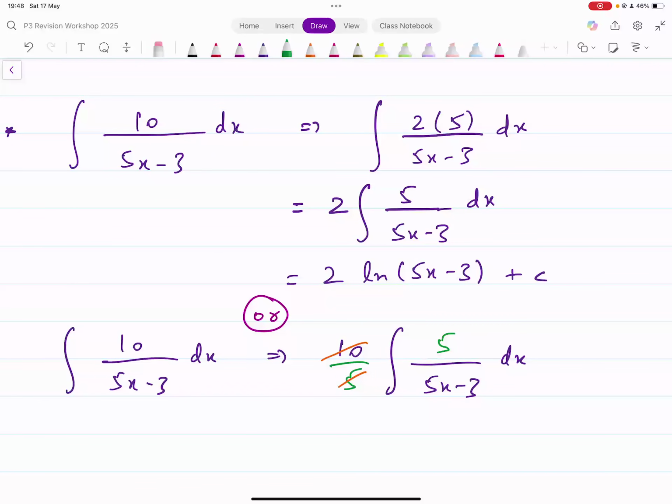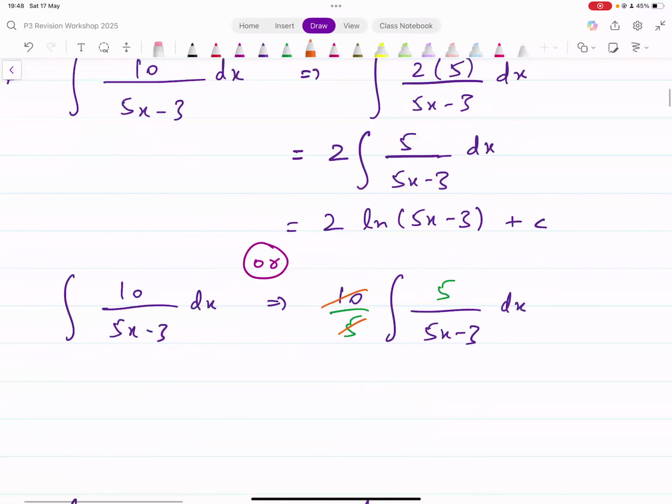Actually, we would be multiplying and dividing by 5 inside, right? So logically, we multiply here, and to balance that, we divide here as well. But since it's just a constant, it's our choice to write that inside or outside, and we choose to write that outside so that the inner part ends up becoming that format that we want, in which numerator is the derivative of the denominator. So we have 5 over 5x minus 3 inside. Numerator is the derivative of the denominator, and that gives us the result.